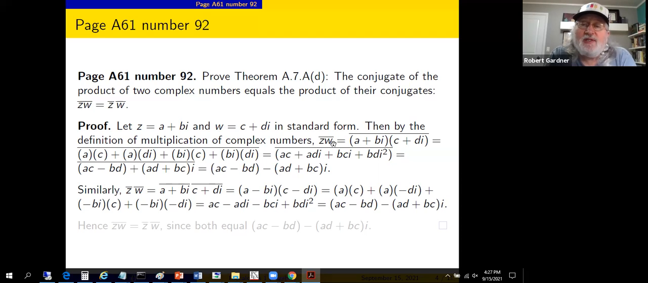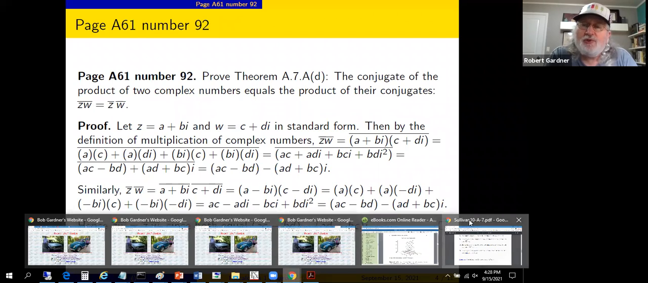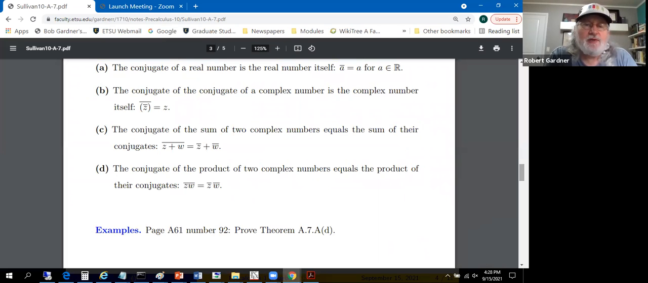So ZW conjugate equals this, and this equals Z conjugate W conjugate. So those two things are equal. In fact, there's what they both equal in terms of real and imaginary parts. So that establishes that the conjugate of the product is the product of the conjugates. It establishes this last little claim here.